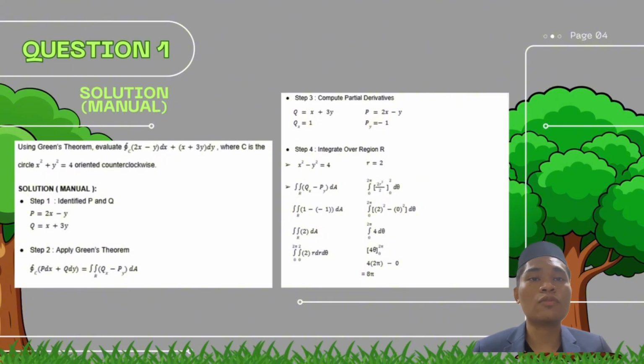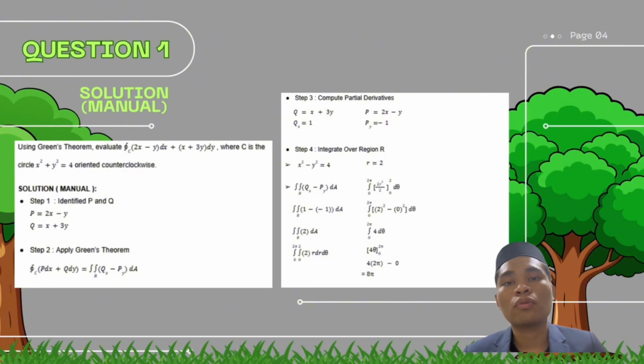Evaluate the integral over C of (2x minus y) dx plus (x plus 3y) dy, where C is the circle x squared plus y squared equals 4 oriented counterclockwise. In the manual solution, we have 4 steps. Step 1 is to identify the P and Q values. From the equation, P is 2x minus y and Q is x plus 3y.